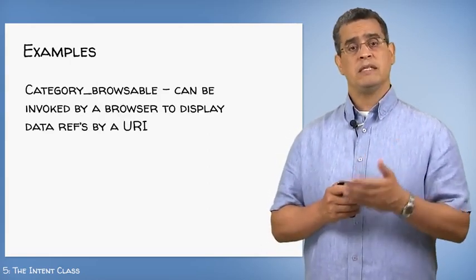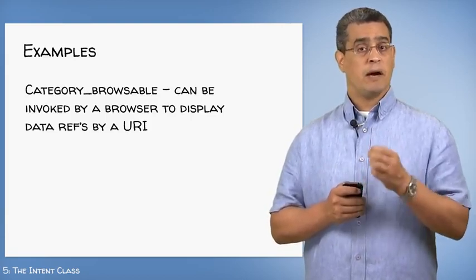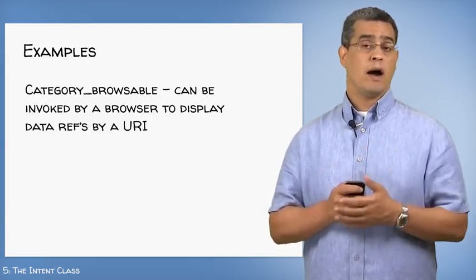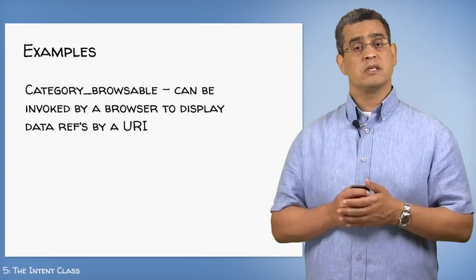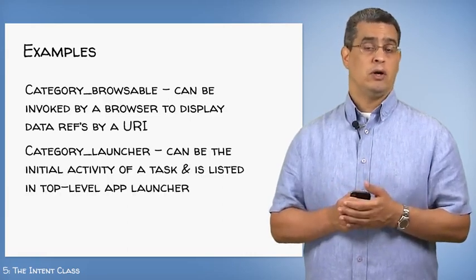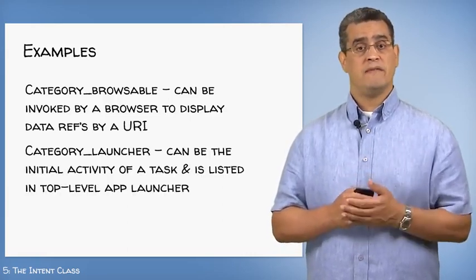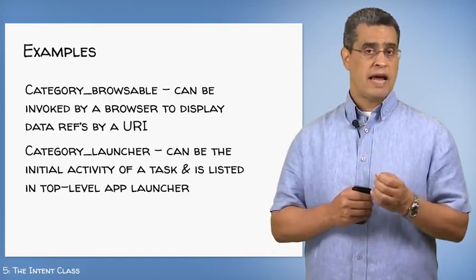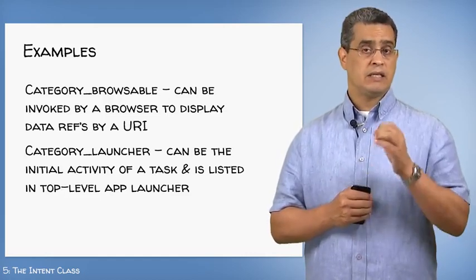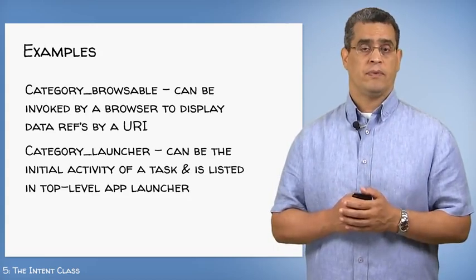CATEGORY_BROWSABLE, which means that the activity can be invoked by a browser via a URI link. Another example is CATEGORY_LAUNCHER, which means that the target activity can be the initial activity of a task and is listed in the top-level application launcher.